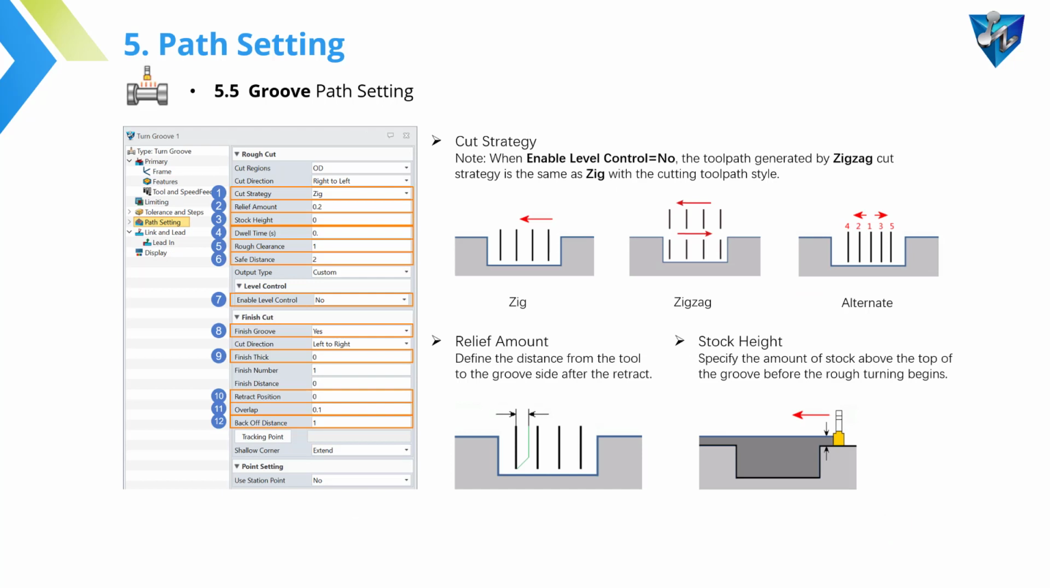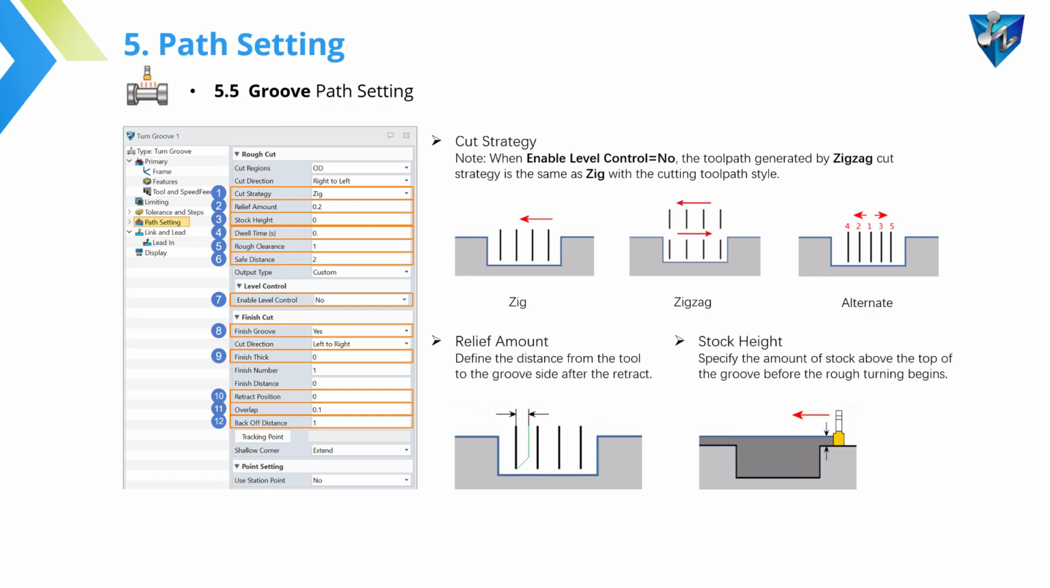This slide covers the essential parameters for groove path settings, and there are 12 key parameters to focus on. Cut strategy is the first one. It offers 3 ways to generate the groove toolpath: zig, zigzag, and alternate.